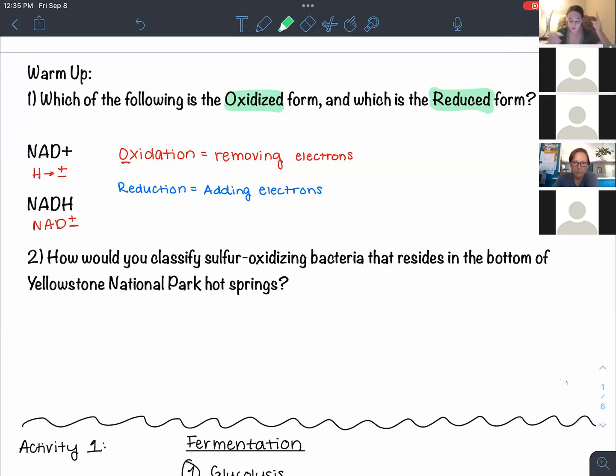Chemotroph. Okay. Yes, chemotroph. And why do you say chemotroph? Organic. Using an inorganic molecule. Okay, yes, that's going to be our next clarification. Okay, so we have chemotroph. What's on the other side of chemotroph? Remember the table we had?